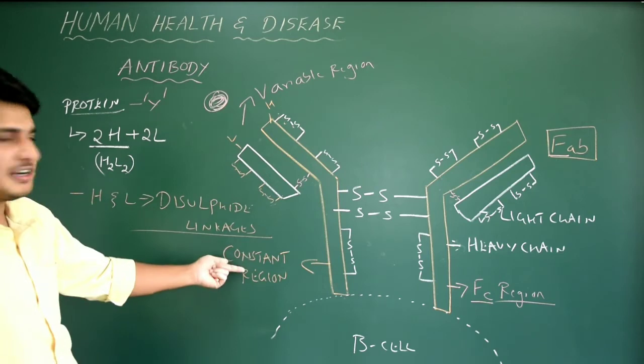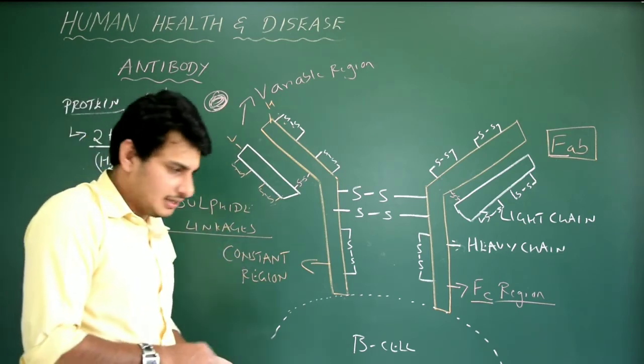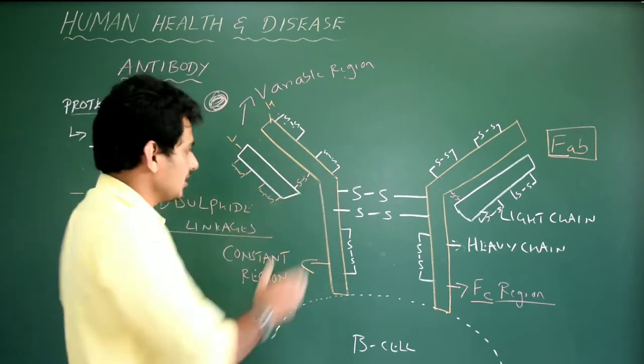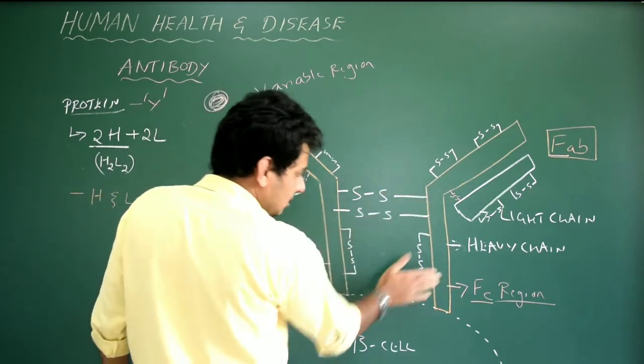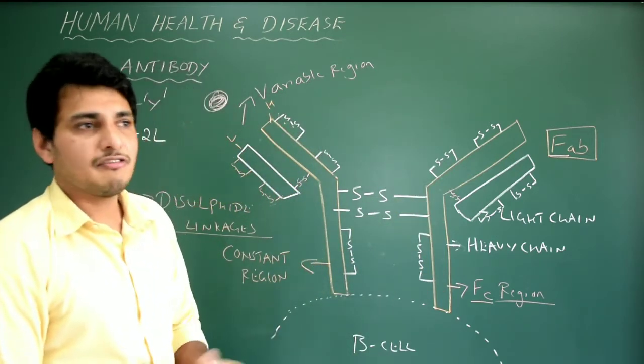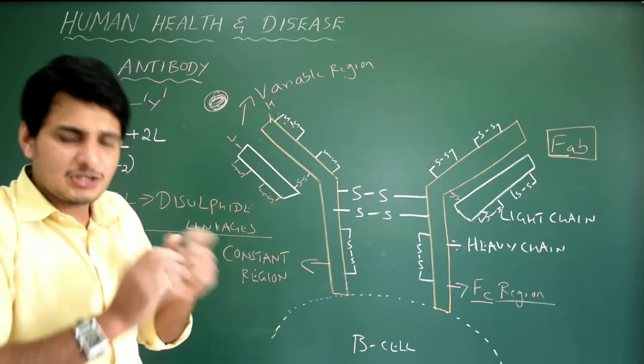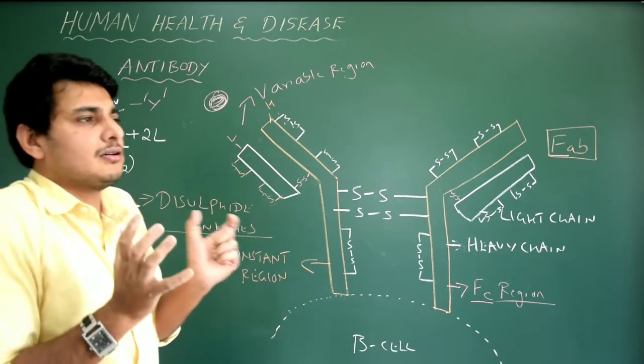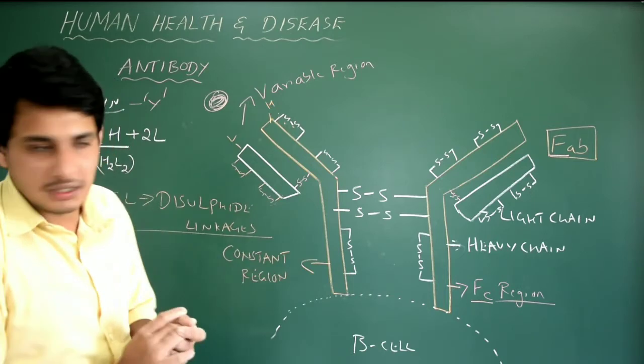One is the constant region. Why is it constant? Here, whatever the amino acid sequences are, particularly in this region, normally they remain constant. That means you will not see any kind of variation. It's constant for all the antibodies present in the human being.